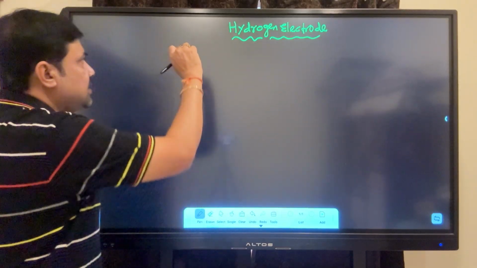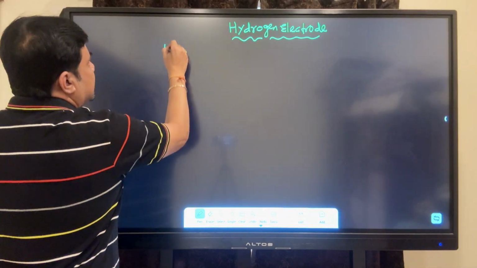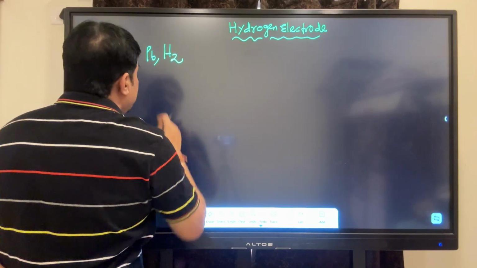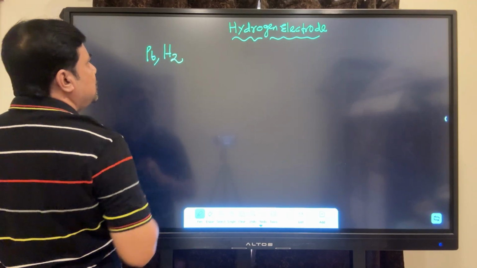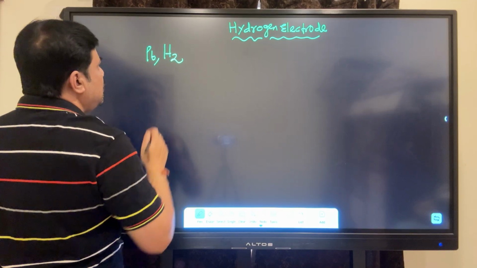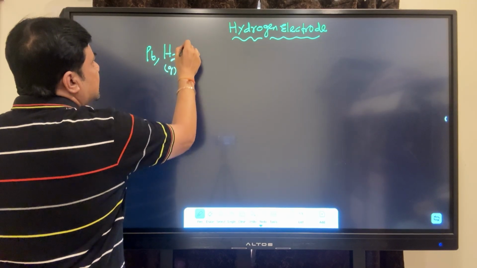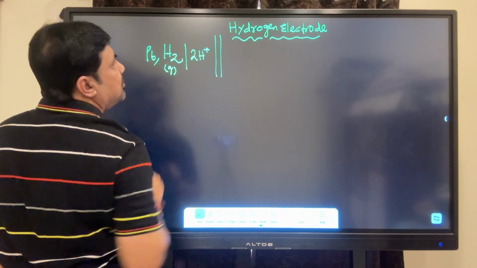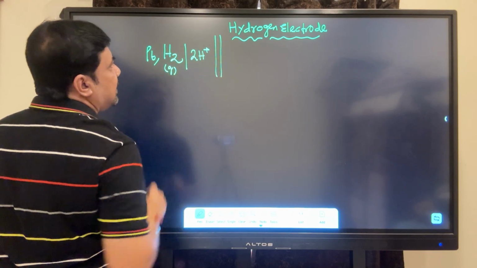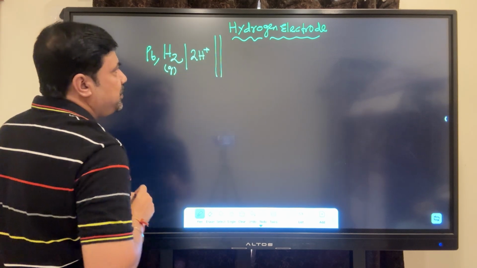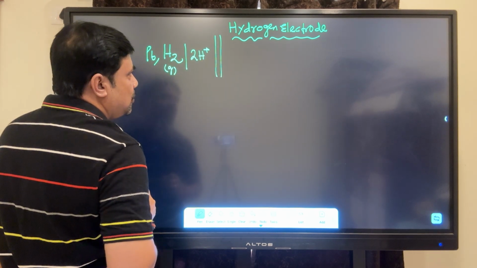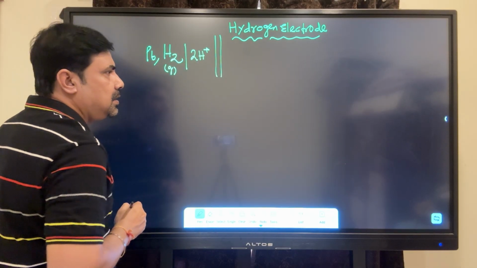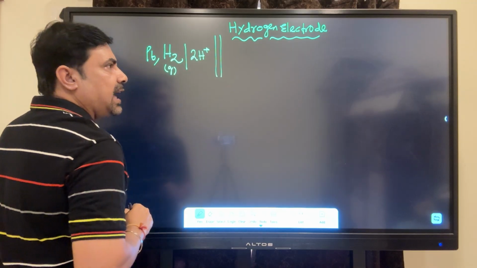Let us look at the cell representation, where the platinum will act as an inactive electrode. With its help, the electrons will come and go out. Platinum, hydrogen gas, then 2H plus, they will be represented like this, and then a double dagger. That means it's a galvanic cell. In that galvanic cell, there is a salt bridge which will connect the anode and cathode. Not only does it connect the two half cells, but it also completes the internal circuit so that the current can flow from cathode to anode.